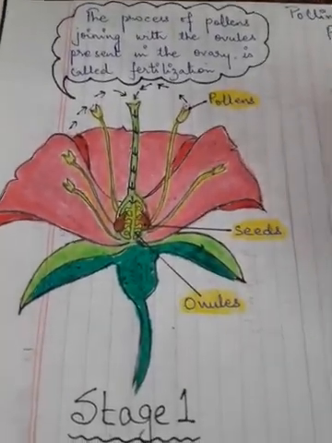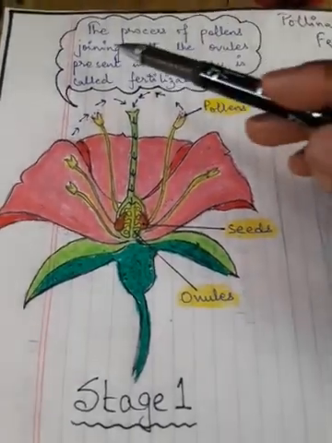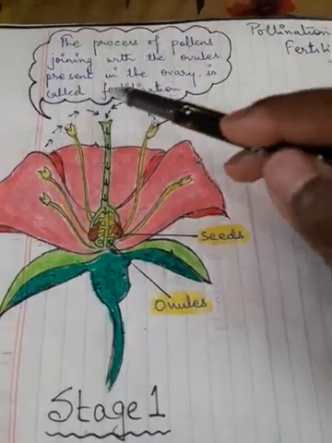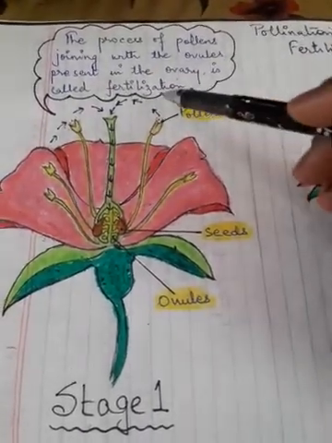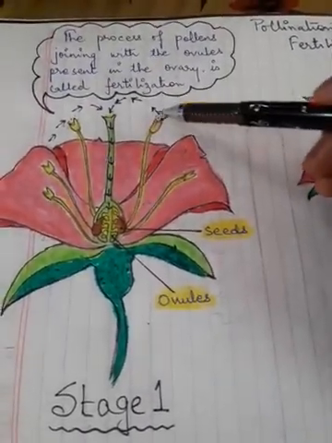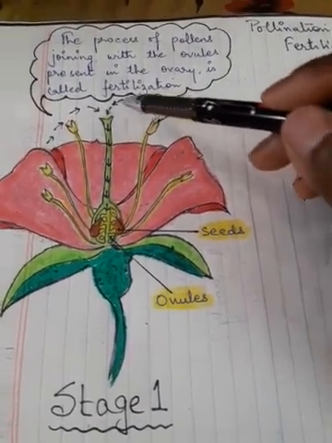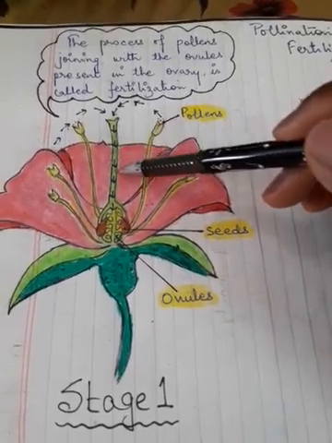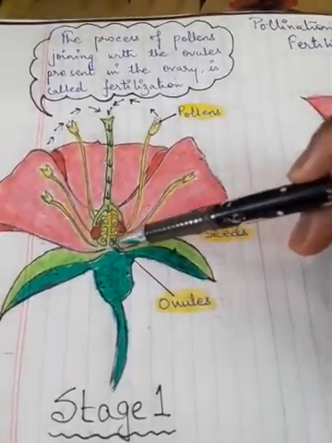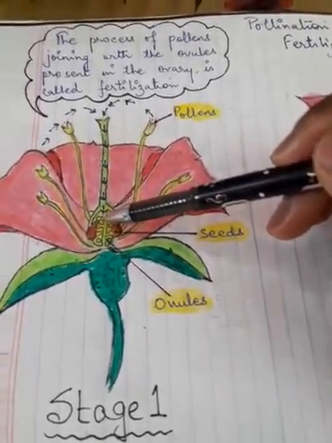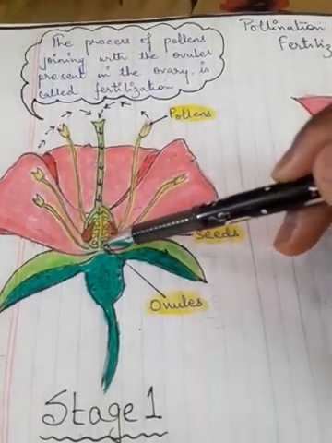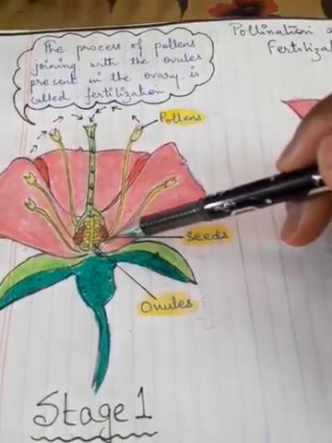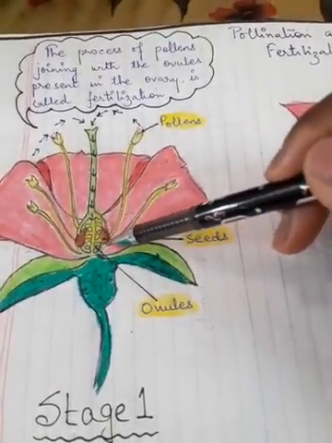Now, what is fertilization then? The process of pollen joining with the ovules present in the ovary is called fertilization. Now, can you see these pollen grains? These pollen grains are entering from the stigma, passing through the style, and entering the ovary. Can you see this yellow round shape? These are the ovules, and this green swollen part is the ovary.